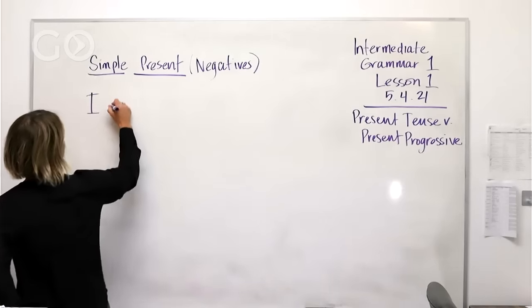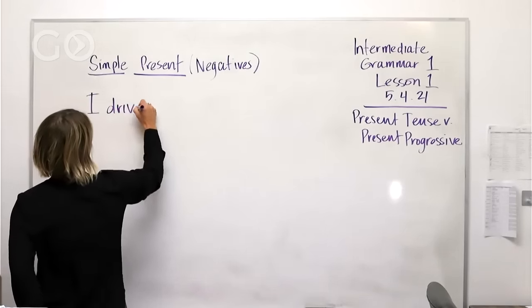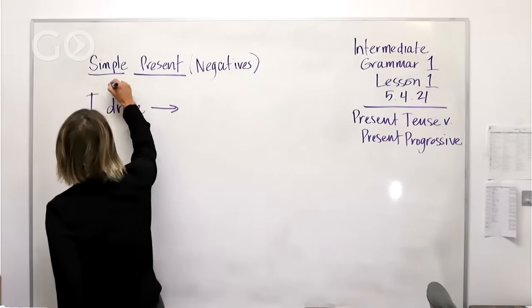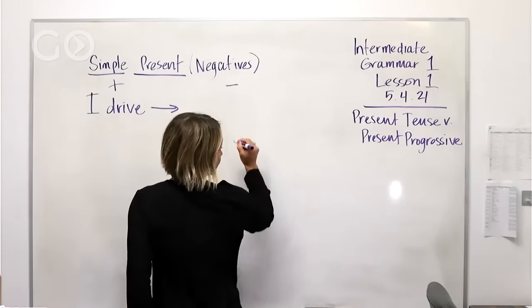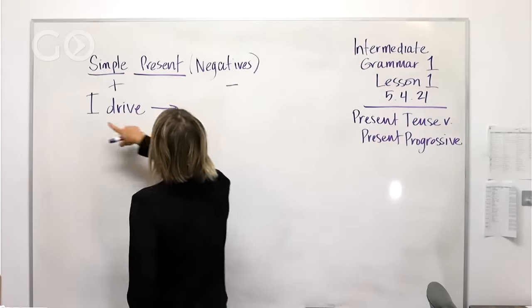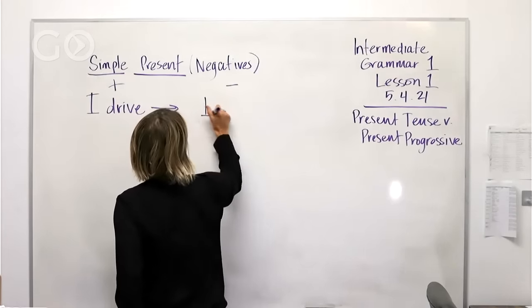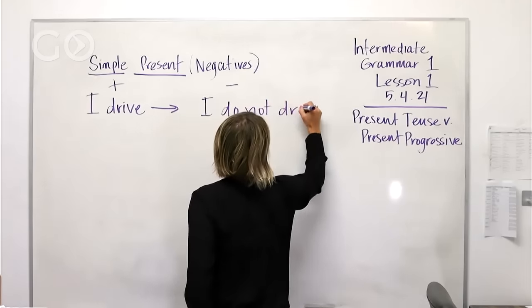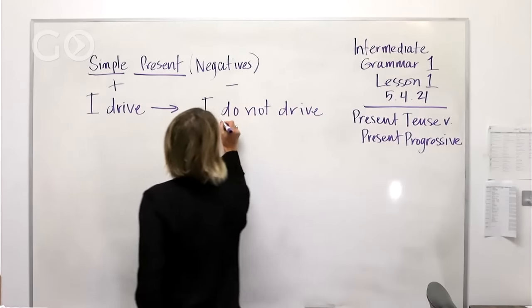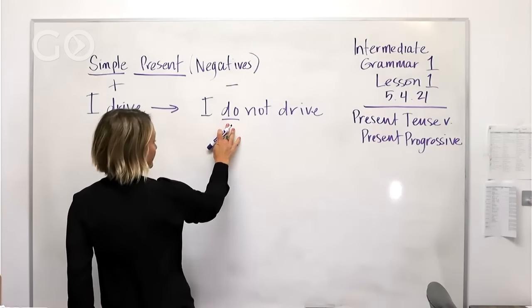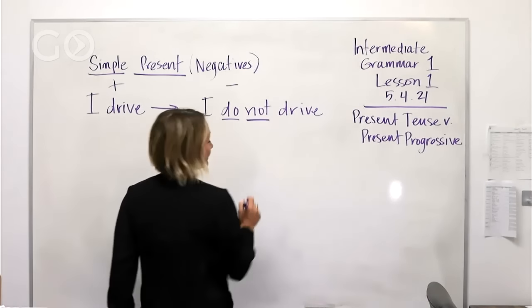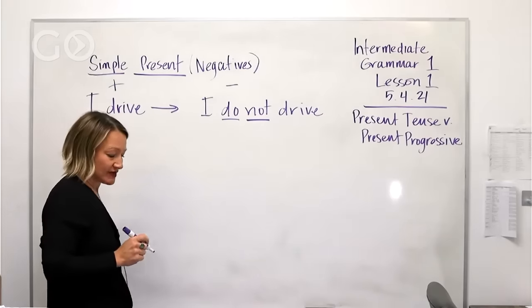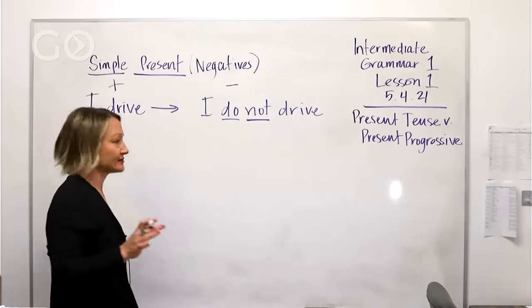So we had I drive. And we're going to use the negative over here. So we're going to do positive and then negative, okay? I drive, I do not drive, okay? So we're going to add in this do auxiliary and the negative aspect of that, okay?